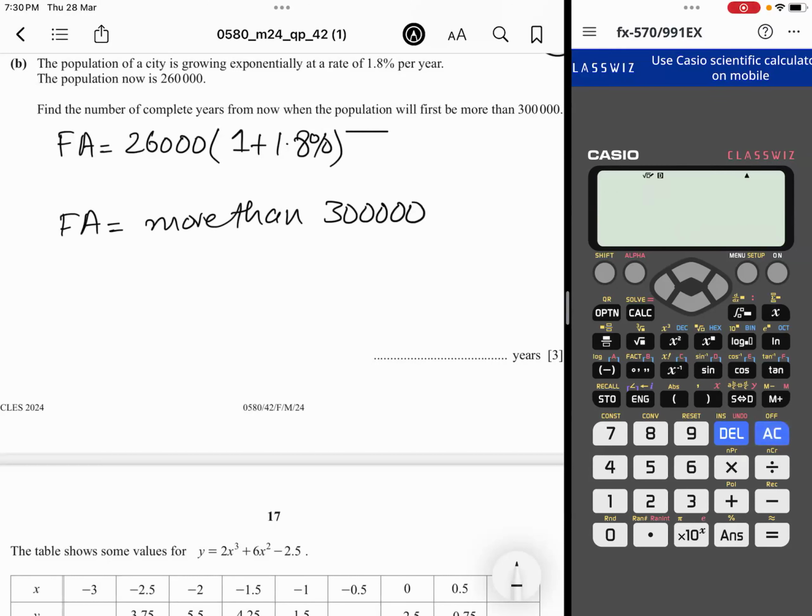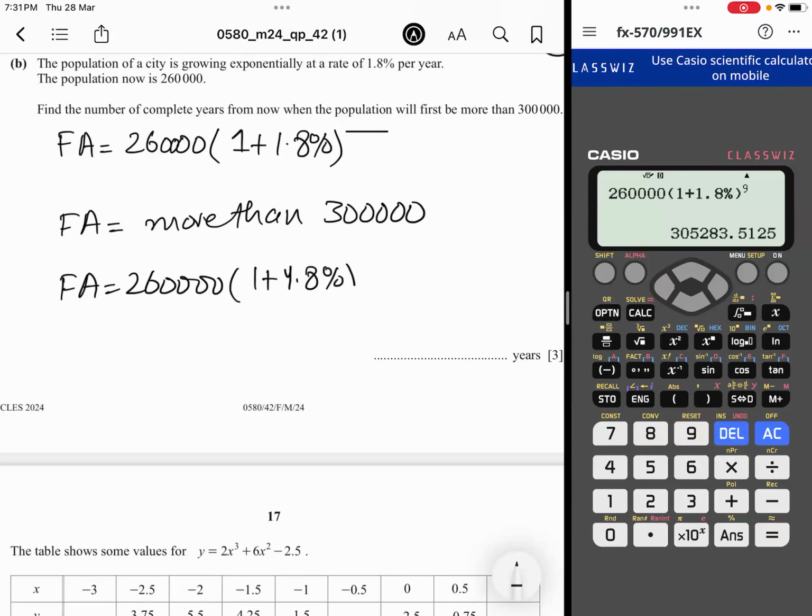So let's start: 2 lakh 60,000. Sorry, I need to add one more zero. Bracket 1 plus 1.8%, so shift and percentage, bracket close. Power, let's check 5. It is still not 3 lakhs at least. So 6, still not. Let's check 8. Still not. Let's check 9. Yes, on 9. So the final amount is equal to 2,60,000 bracket 1 plus 1.8% power 9.